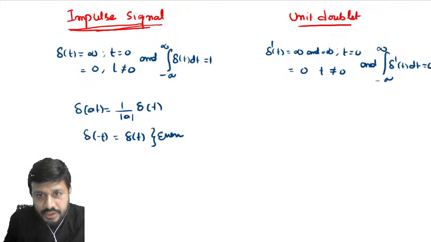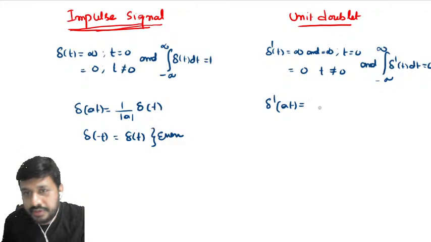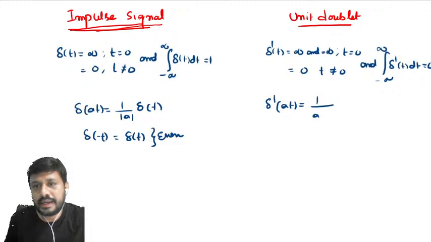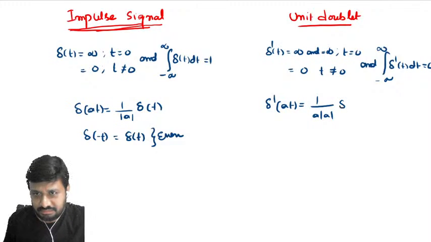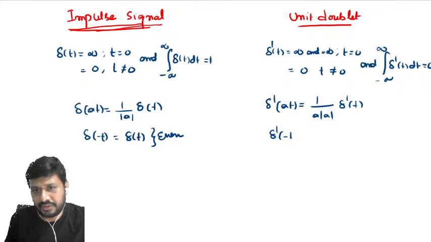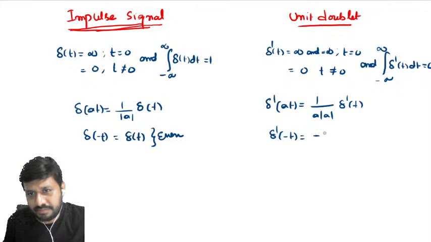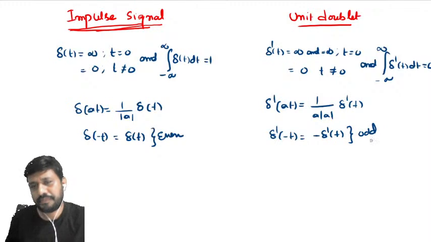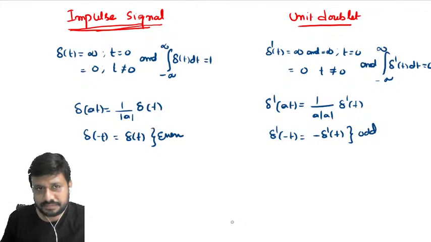So here in the unit doublet, the scaling property is del dash of at is 1 by a times del dash of t. I'm not going into the proof, directly giving it. So if I substitute a equal to minus 1, del dash of minus t is minus del dash of t, saying that this is an odd signal.